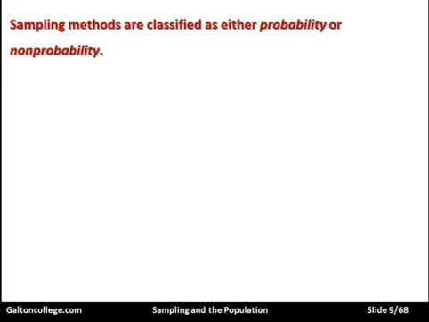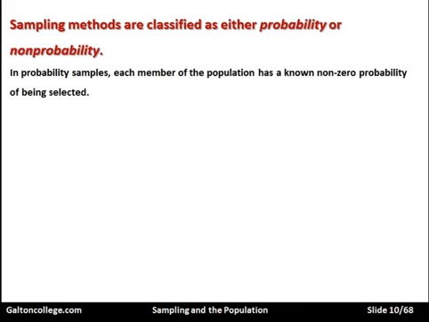Sampling methods are classified either as probability or non-probability samples. Now, probability samples, each member of the population has a known non-zero probability of being selected. So with probability samples, each member of the population has a certain probability of being selected. And ideally, every member of the population should have the same probability of being selected.